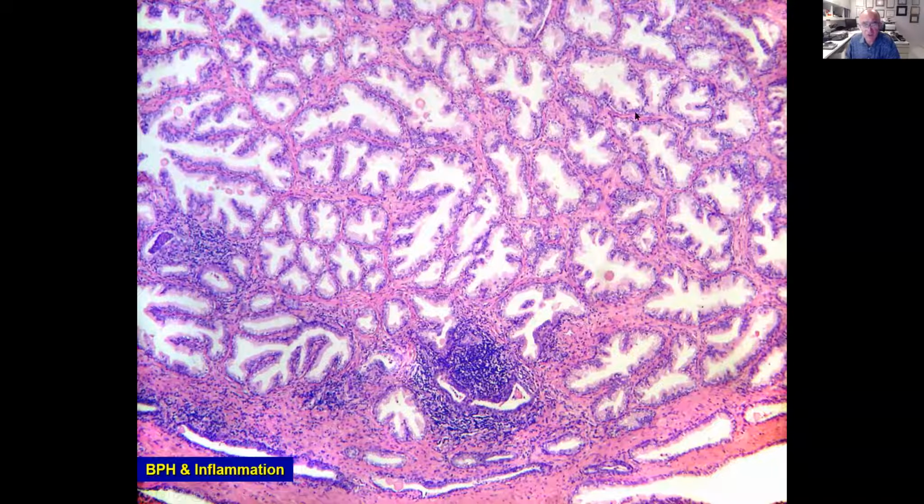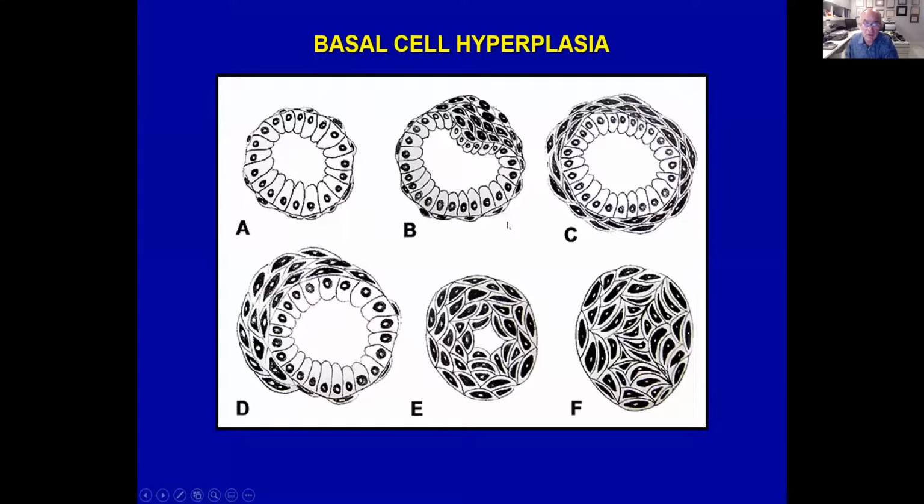This is just a closer area of one of these BPH nodules, usually associated with inflammation. And then we have what we call basal cell hyperplasia. In these cases, they are associated with significant atrophy. This would be the normal aspect of the configuration of a gland, where you can see here the glandular components.